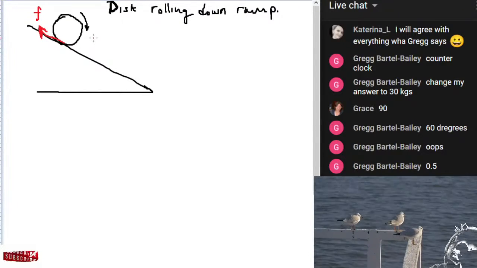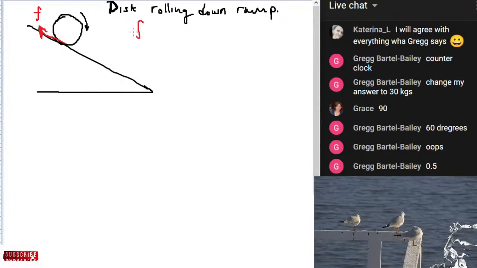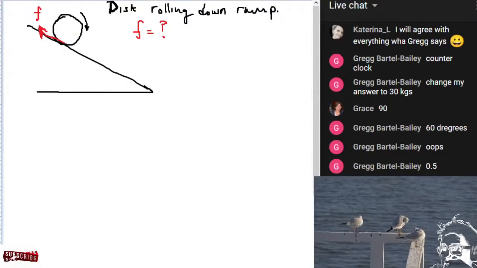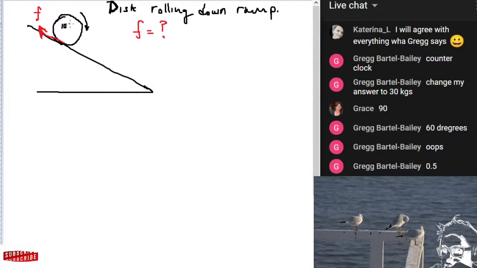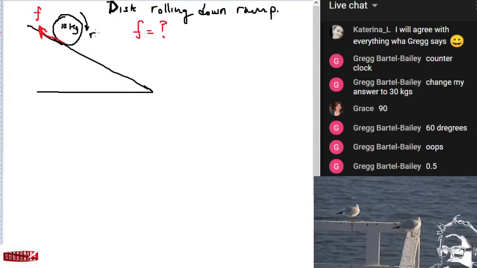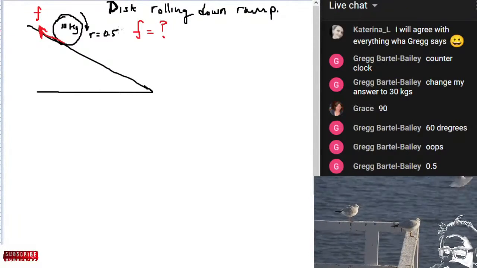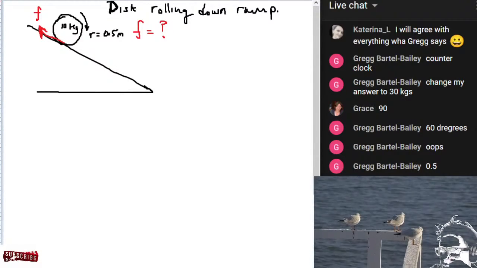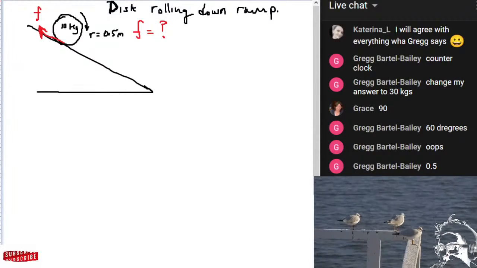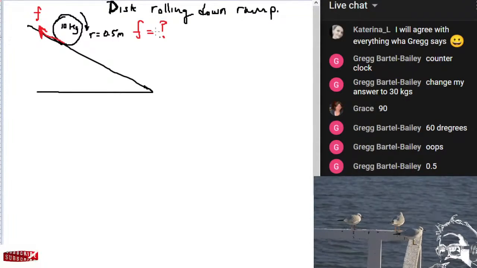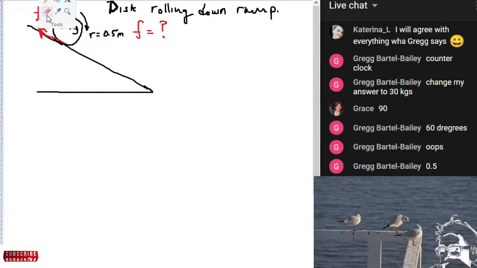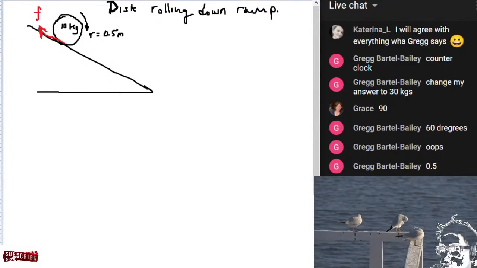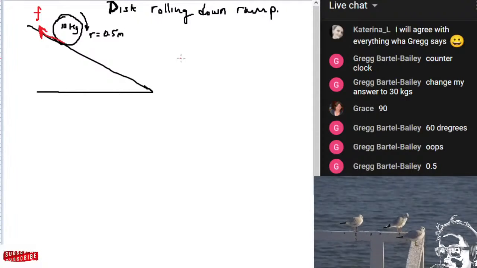So let's figure out the friction. What is the friction force here? We'll say the mass of the disc is 10 kilograms. The radius is half a meter. What is the friction force? Actually, you know what? Let's make it a little bit more fun. Let's figure out what mu is. What does mu have to be? Coefficient of friction.